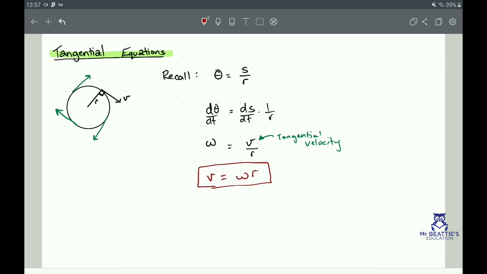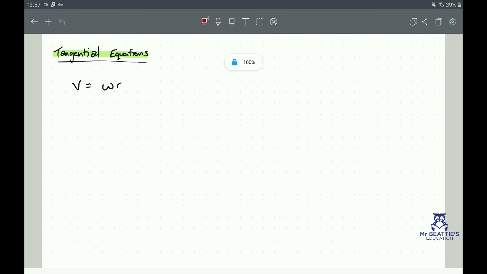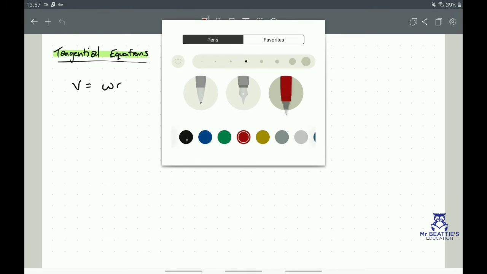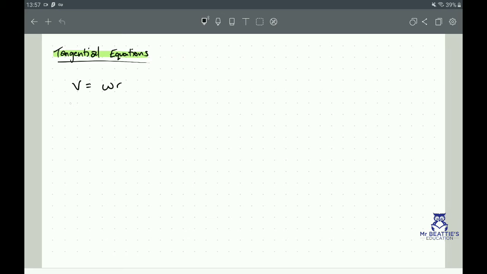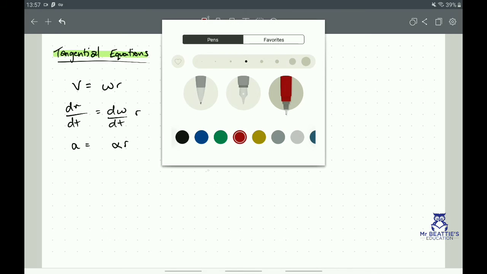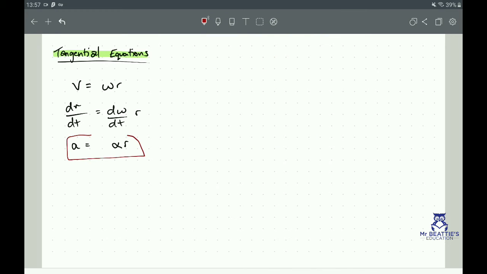Similarly, if we needed to look at tangential acceleration, if we differentiate both sides of that equation with respect to t as well, you would get dv by dt is equal to d omega by dt times r, and dv by dt is a, d omega by dt is alpha, and r. So again, differentiating with respect to t, we get the relationship between angular acceleration and linear acceleration.